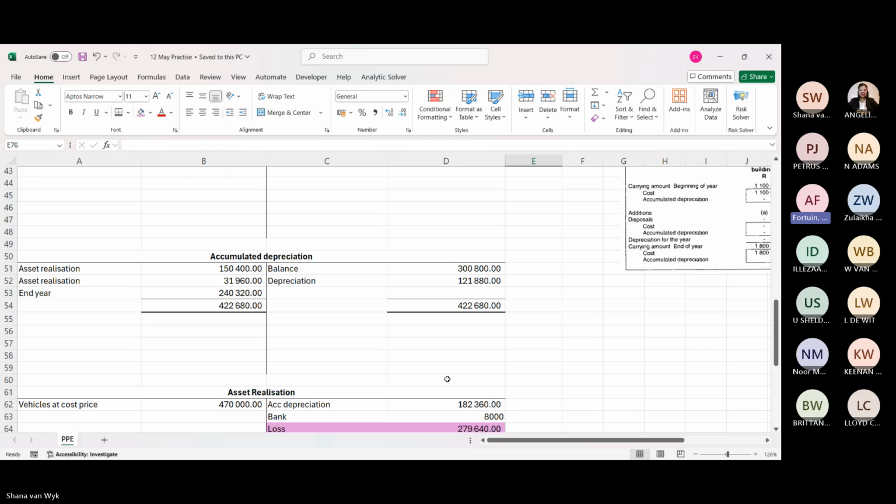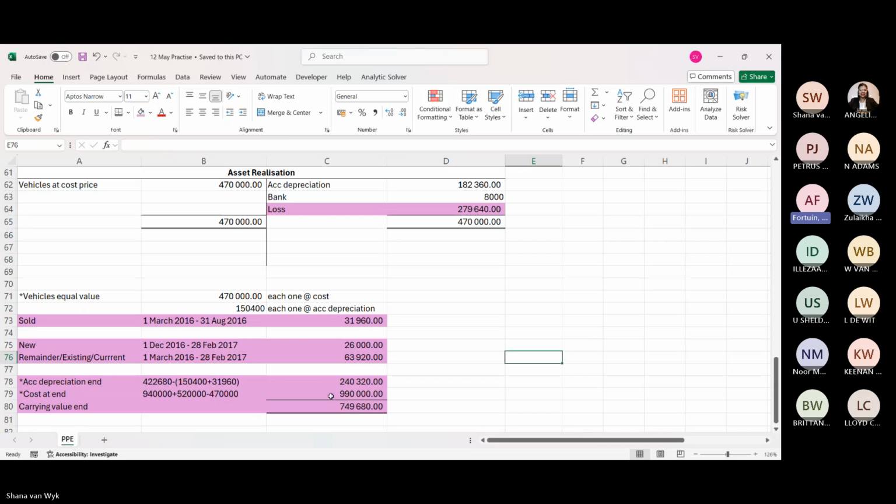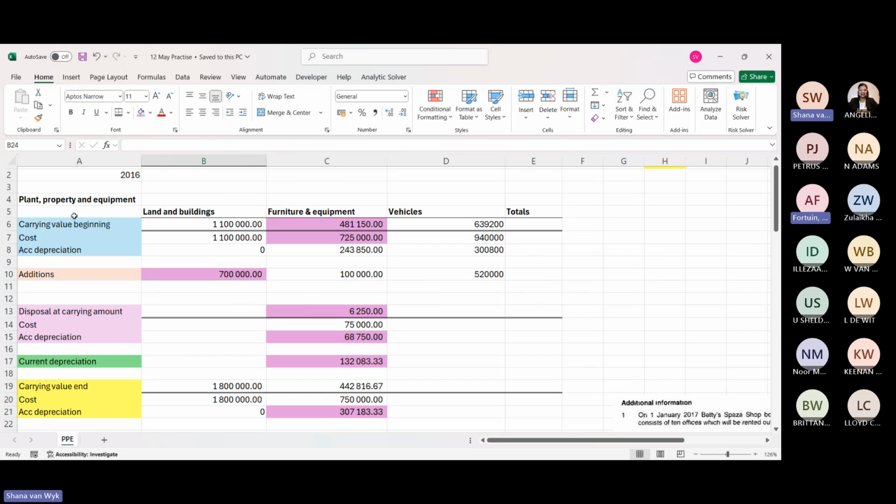Just move there quickly, Shana, to the framework of the PPE. So you do your framework like this to start off with, like we highlighted it. Then you start with your land and buildings, and then you slot in whatever information. When you see the word sold or bought, you immediately go to column A, dates. 1 March 2012 till 28th of February 2013.